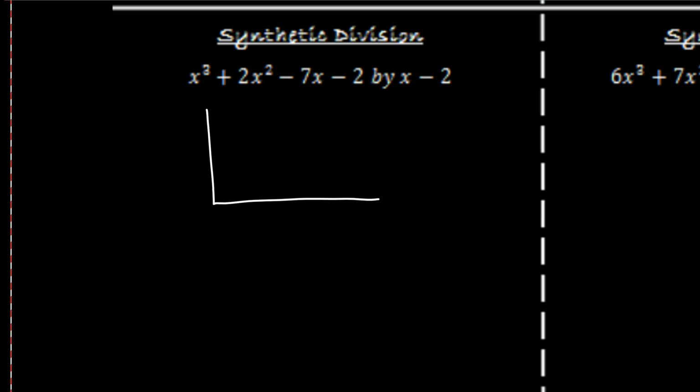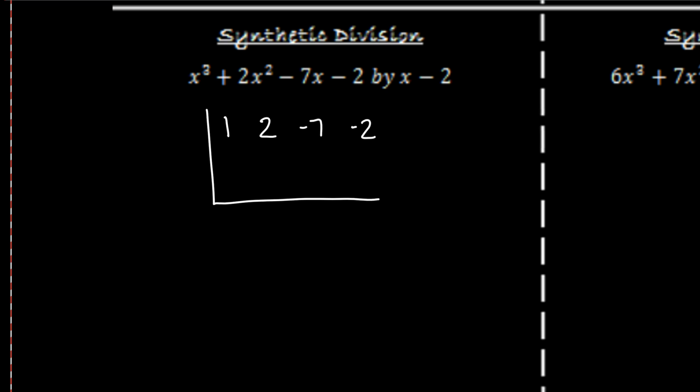Now what you do here is you're only looking at the coefficients on each one of these terms. So what is the coefficient on x cubed? 1, so you put a 1 in that very first slot. And what's the coefficient on 2x squared? 2. And the coefficient on negative 7x? It looks like it, but it's nothing like it. And negative 2, we just put a negative 2.